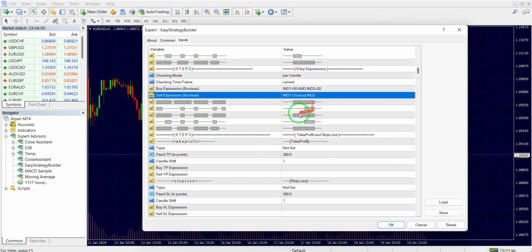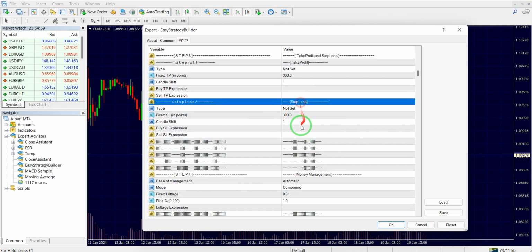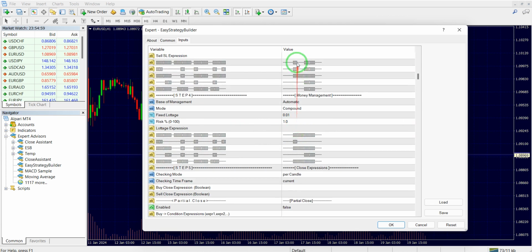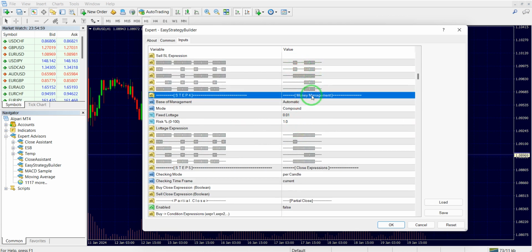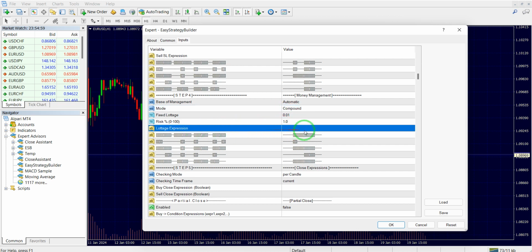In step 3, you need to set the take profit and stop loss. So here you adjust the take profit, and here you adjust the stop loss. In step 4, you have your money management. That means you can set the risk. You can tell the ESB about the volume of the positions. ESB can do a fixed lot size, can compound, can compound by balance, and can do any other type of volume calculation by an expression that you give. So you can give any expression here.